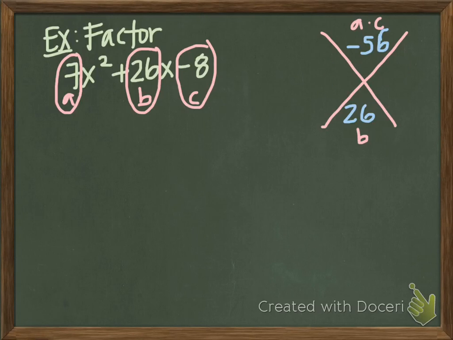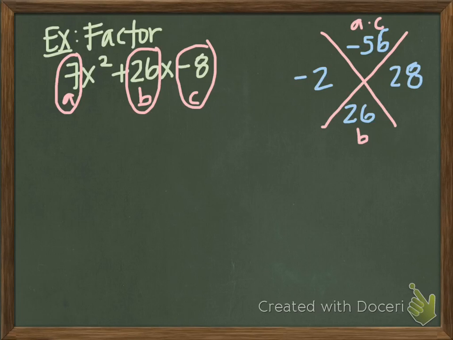56. If I was to divide 56 by 2, I would multiply it by 28. Now keep in mind, in order for those to multiply to make a negative, one of them has to be negative. So let's say that my 2 was negative. If I was to add negative 2 with positive 28, I would get positive 26. So these are the two numbers that I'm going to use.